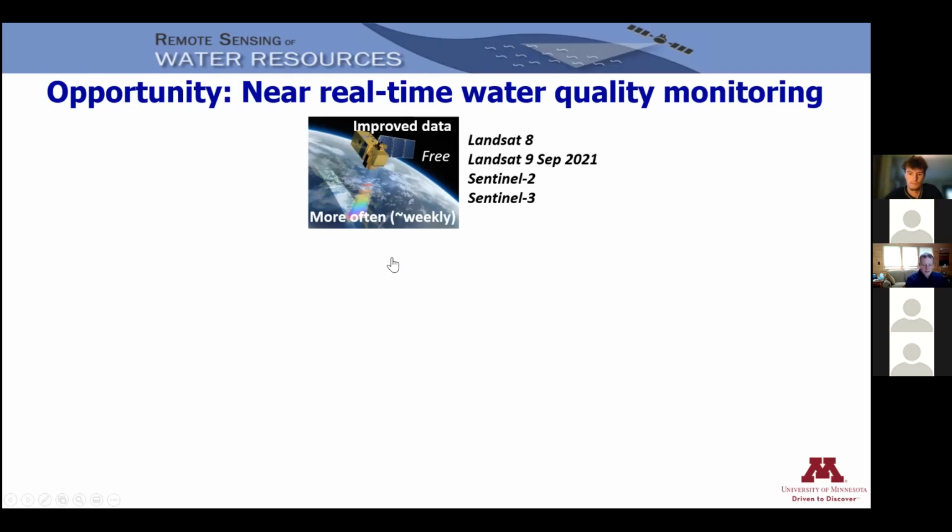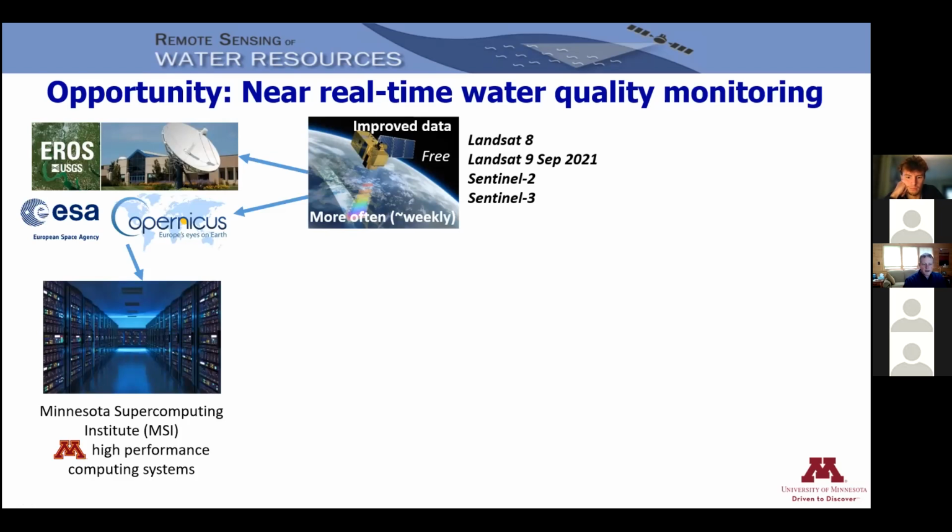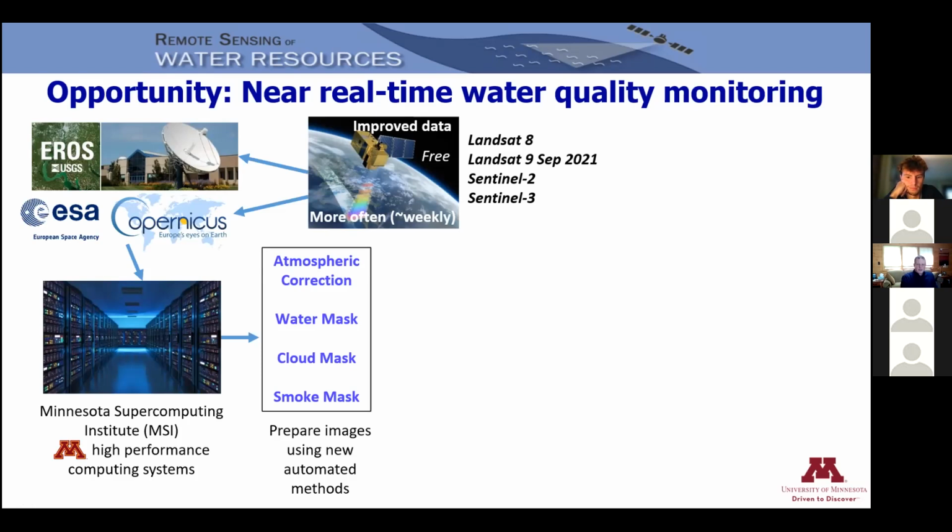So we have all this new satellite imagery. It's downloaded to the ground stations. There we can do machine-to-machine access right into the Minnesota Supercomputing Institute. And then that's where the fun begins with getting the imagery ready to work with. It's a lot of pre-processing, atmospheric correction, and then masking off affected pixels that would give us erroneous results. So this is where most of our work is.